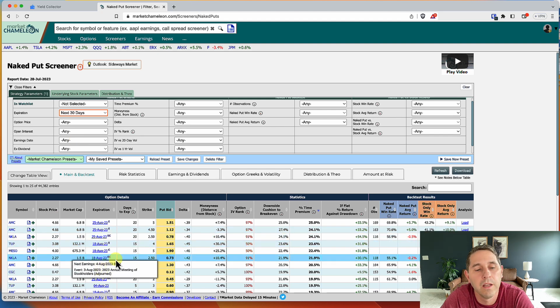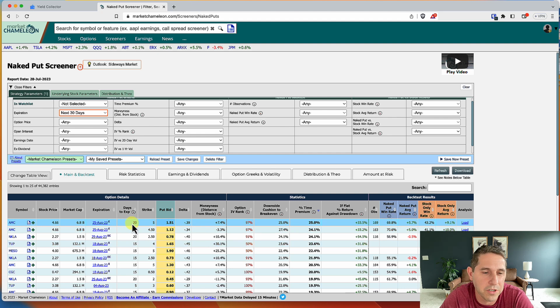And days to expiration, this is pretty standard, but Market Chameleon does trading days instead of calendar days. So that's something to keep in mind. They count Monday through Friday. And so you'll see fewer days to expiration than you may be used to in your platform. So it's something to keep in mind, they use trading days.